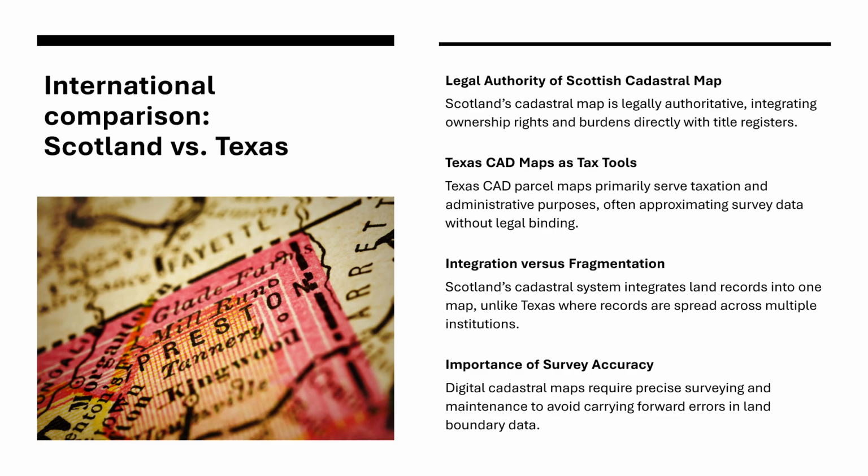And bringing this comparison back home, you can see both the potential and the pitfalls. A unified cadastral map can streamline ownership, reduce disputes, and tie legal title to a visible geospatial record. However, without careful surveying and maintenance, even digital cadastral systems can carry forward errors. For Texas surveyors, Scotland's approach is a reminder that our role as custodians of accuracy and boundary law remains essential, even as digital systems continue to expand.